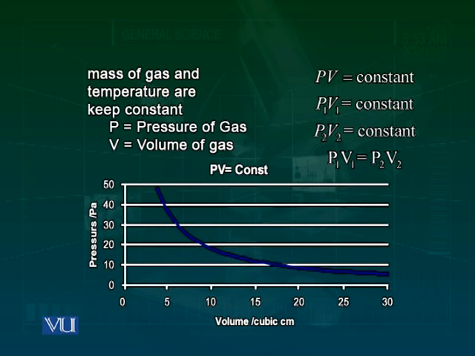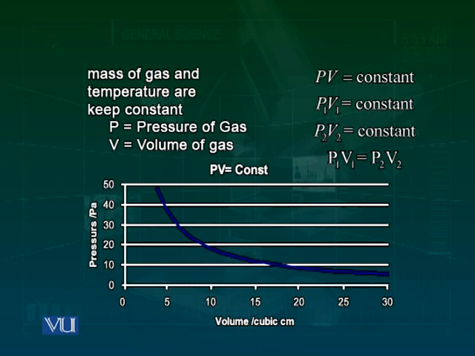Now, the PV graph is shown on your curve, which shows that as pressure is increased, the volume becomes smaller, or if volume is increased, the pressure becomes smaller. This is used in different aspects, and this is the way gases behave.